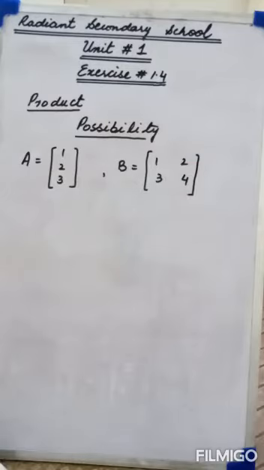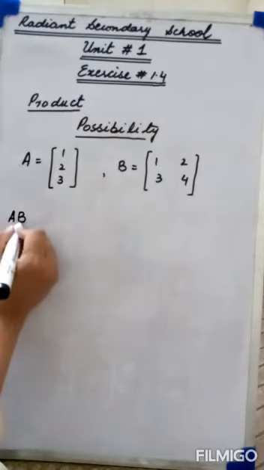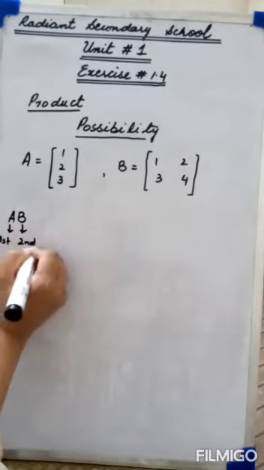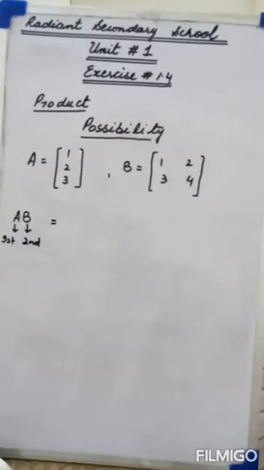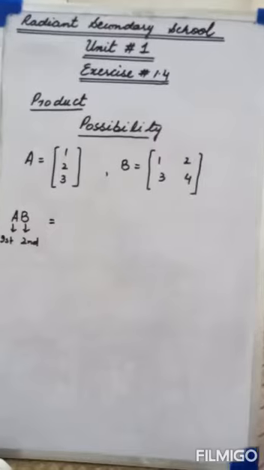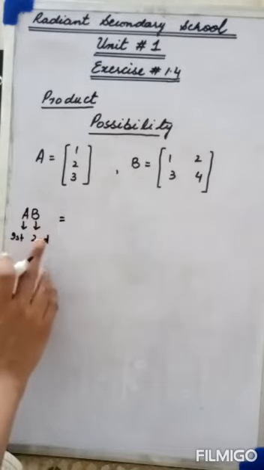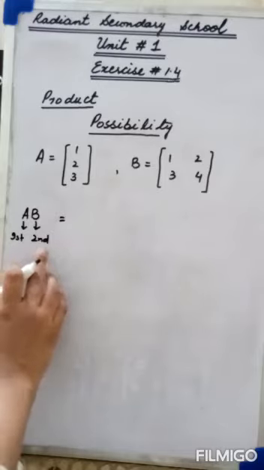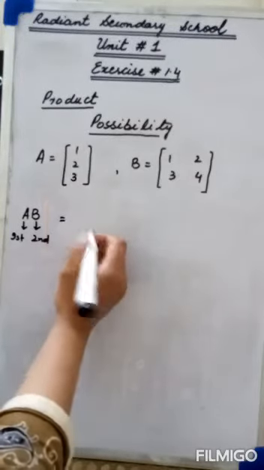Students, if I am going to find the product AB, then A will be called the first matrix and B will be called the second matrix, right? Now if the number of columns of the first matrix is equal to the number of rows of the second matrix, then you can say the possibility is there for taking the product. Check the number of columns in A. How many columns are there?